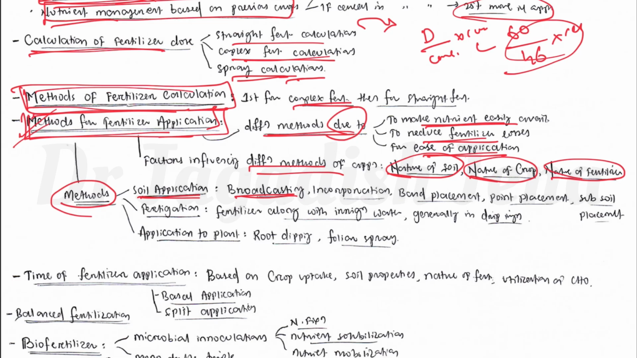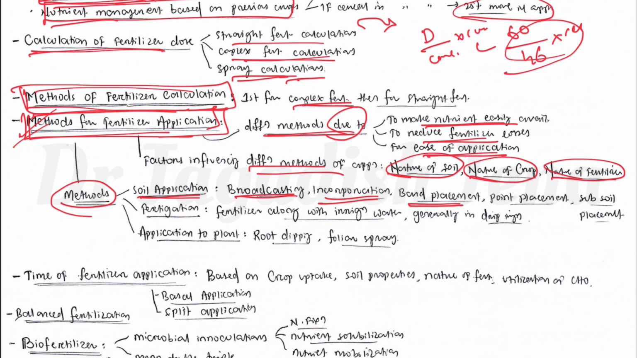Let's say the fertilizer or the nutrient we are applying is highly mobile. Then we can broadcast that fertilizer so that wherever it falls, it can come to the root and supply that nutrient to the root system. Now incorporation: in the case of, let's say, anhydrous ammonia, which is in liquid form, if we apply that on the surface, it will evaporate. So we have to incorporate that in the soil.